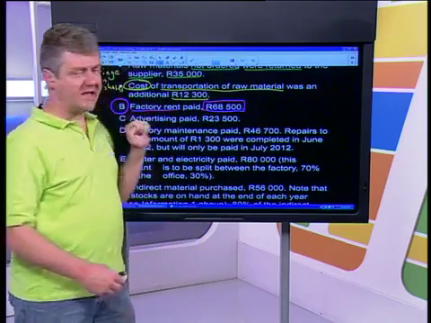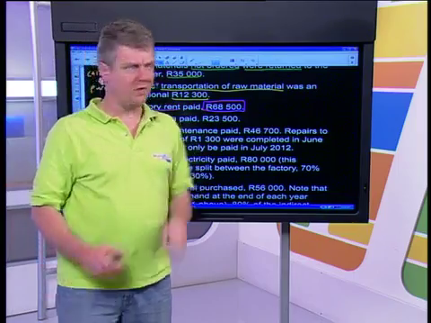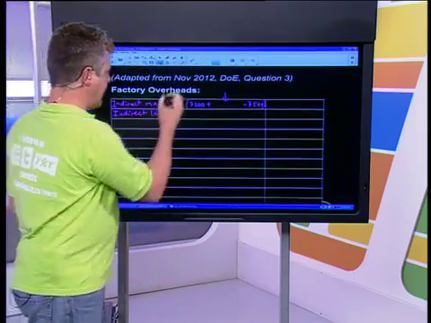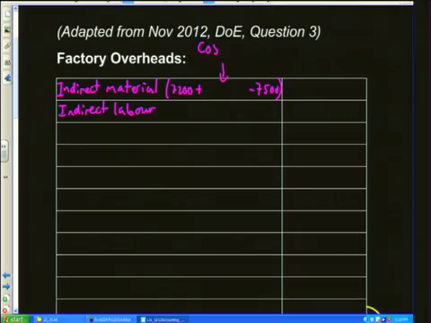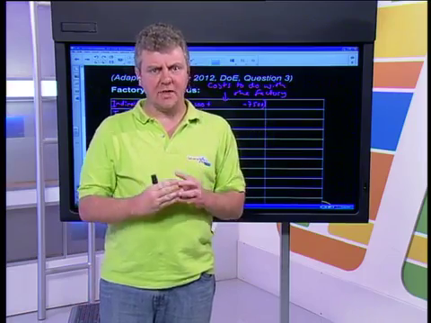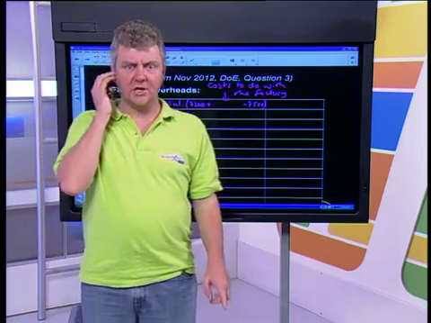So this figure here of 68,500 relates to factory rent, and what we need to be very clear on is that factory rent goes in a section called factory overheads. Remember, I asked you earlier what factory overheads are. Factory overheads are all costs to do with the factory, and only costs to do with the factory. So we're not going to put in anything for the office, we're not going to put in anything for the shop, we're not going to put in anything that is not a cost related to the factory.